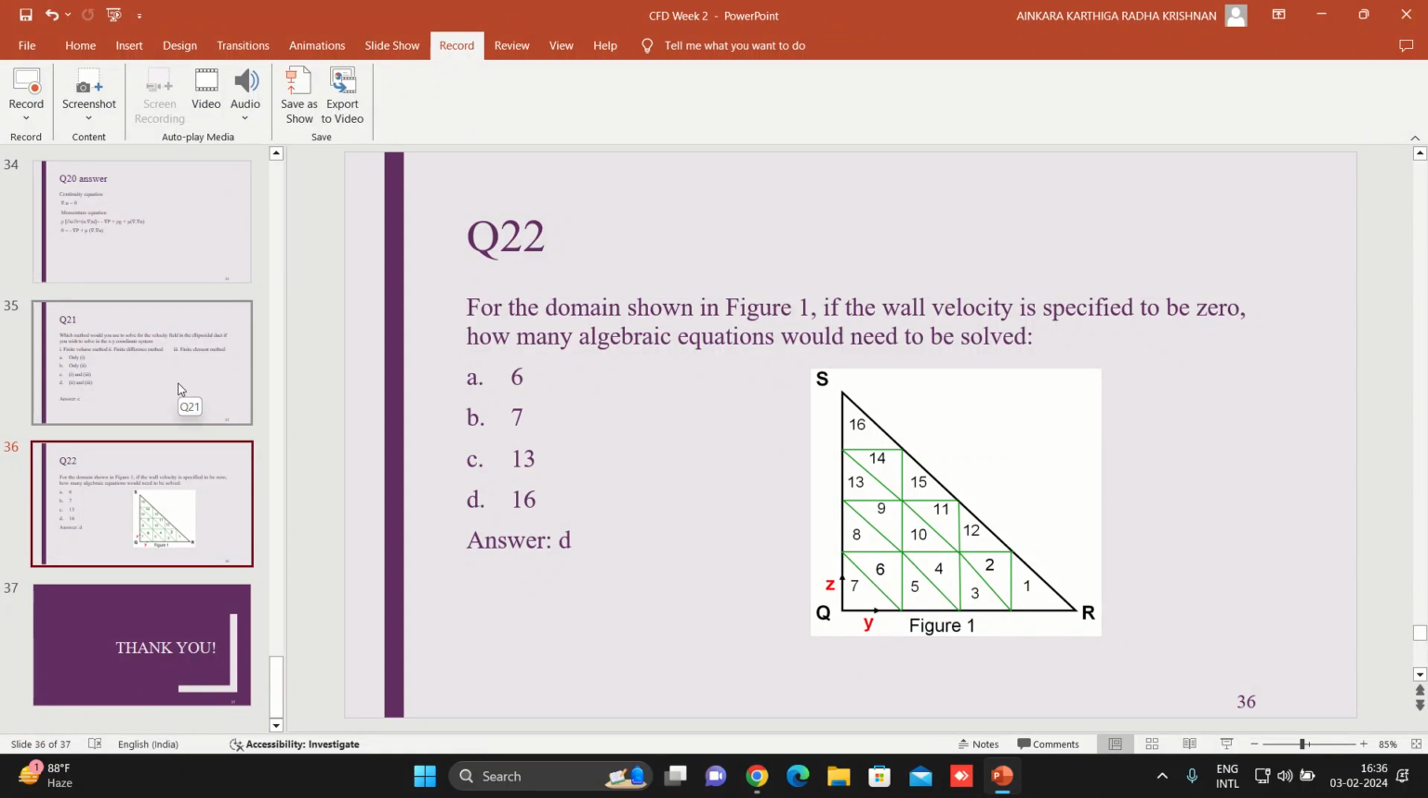Further, we have three stages: pre-processing, solution, and post-processing. In pre-processing we would be creating the geometry and meshing, and in solving we use various techniques to solve the algebraic equations which we have obtained after the meshing.